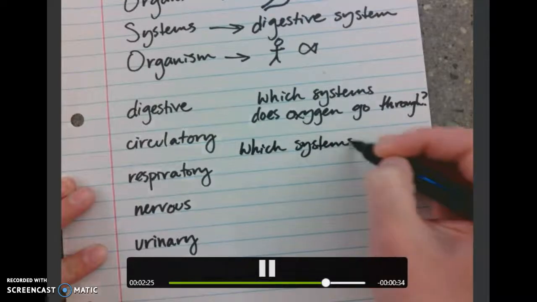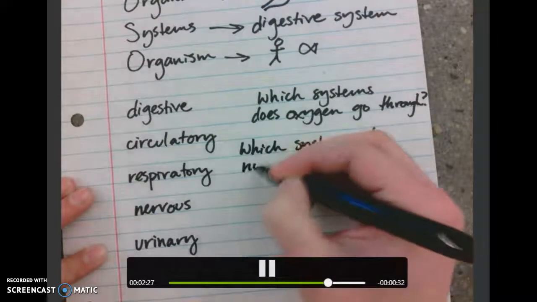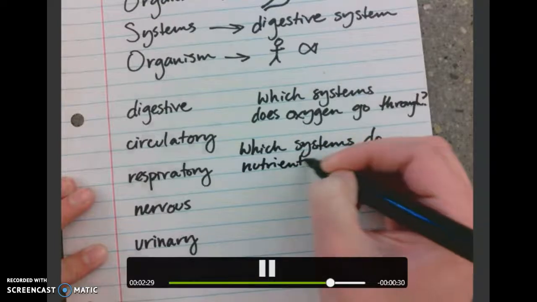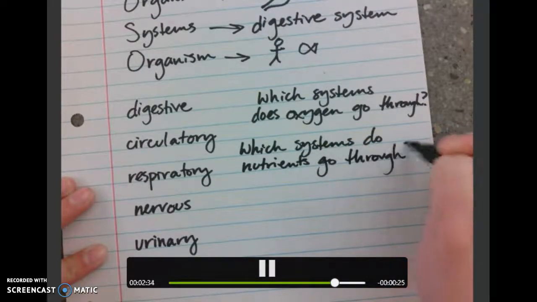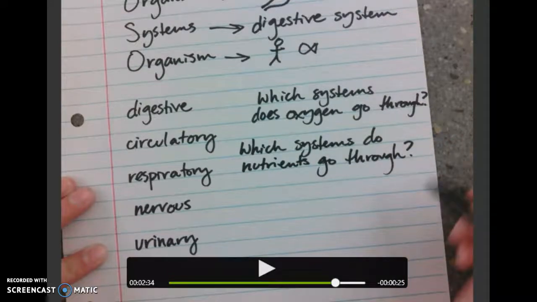Okay, also you need to understand which systems nutrients go through. So first you eat food, like let's say you eat some French fries or something. Hopefully French fries have some kind of nutrients in them. Those nutrients are taken out when the French fries go through your digestive system. So the digestive system breaks down that food, takes the nutrients out. The nutrients go to your circulatory system, which is your blood and your blood vessels.